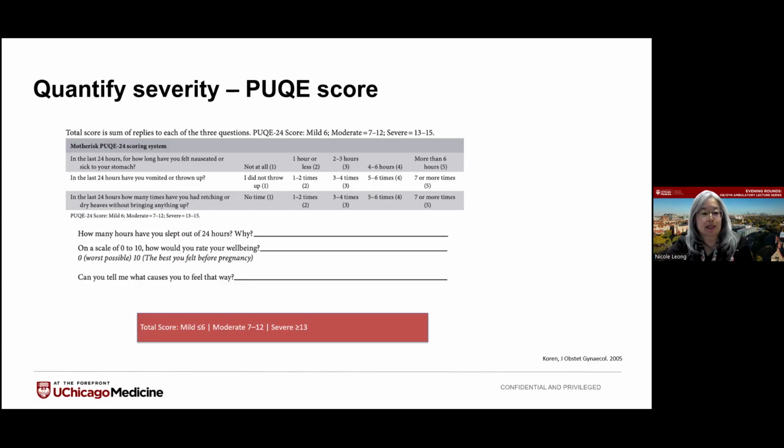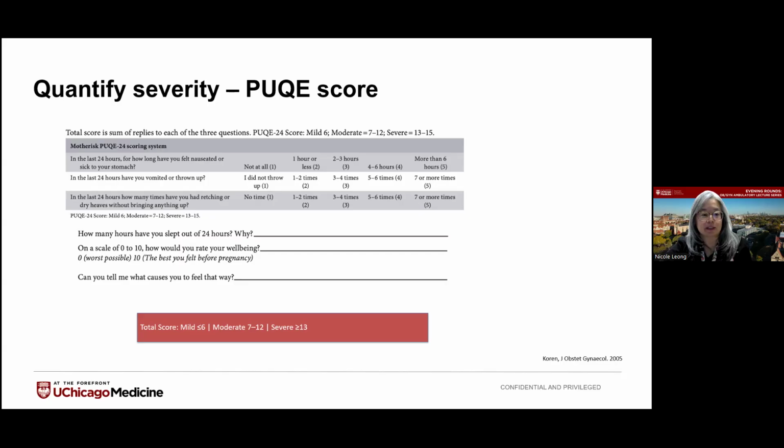It talks about in the last 24 hours, have you vomited or thrown up? And it quantifies how many times, and you get certain points for each one of these levels. And then in the last 24 hours, how many times have you had retching or dry heaving without bringing anything up? And then you add up the score, and mild is less than or equal to 6, moderate 7 to 12, and severe greater than 13.